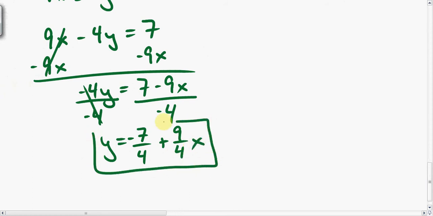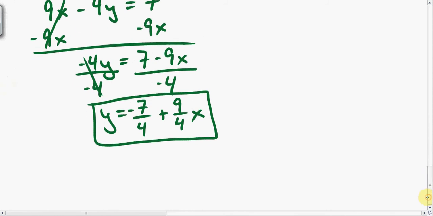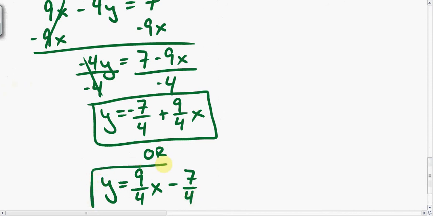So we've got y equals negative 7/4 plus 9/4 x, or if you wanted to put 9/4 x first, we've got addition, so the commutative property allows me to flip these two terms. You could have written y equals 9/4 x minus 7/4. Either of these is acceptable.